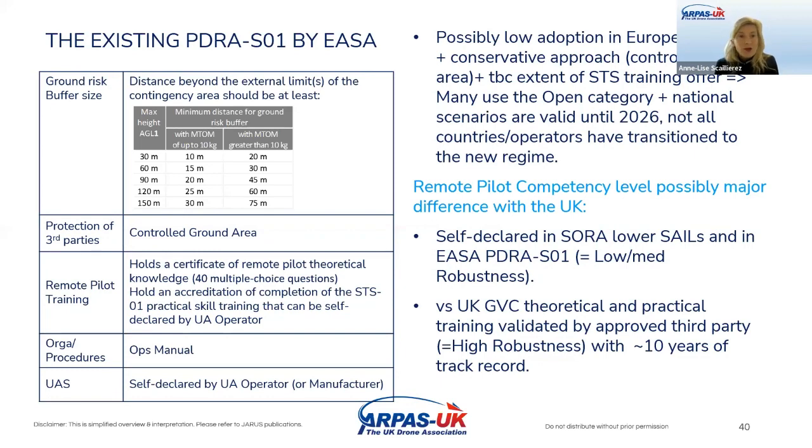So a few remarks. In terms of the ground risk buffer size, you see that they are implementing a kind of ballistic approach with a min and max. If we look in terms of the columns, you have less than 10 kilo drones, or 10 to 25 kilo drones, and then the height is less than 30 meters up to 150 meters. If we look at an example of a drone of mass below 10 kilos, it means that the minimum ground risk buffer is 10 meters, going to 30 meters. But actually, if you operate at, say, a maximum height of 60 meters, then that ground risk buffer is 15 meters. Then the protection of ground third parties on the ground in that area is controlled ground area.